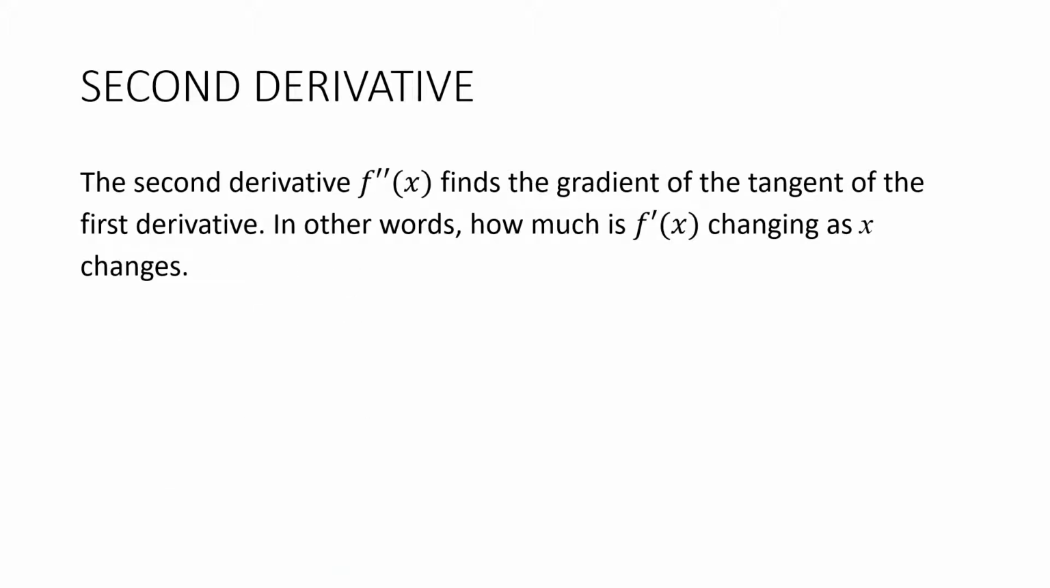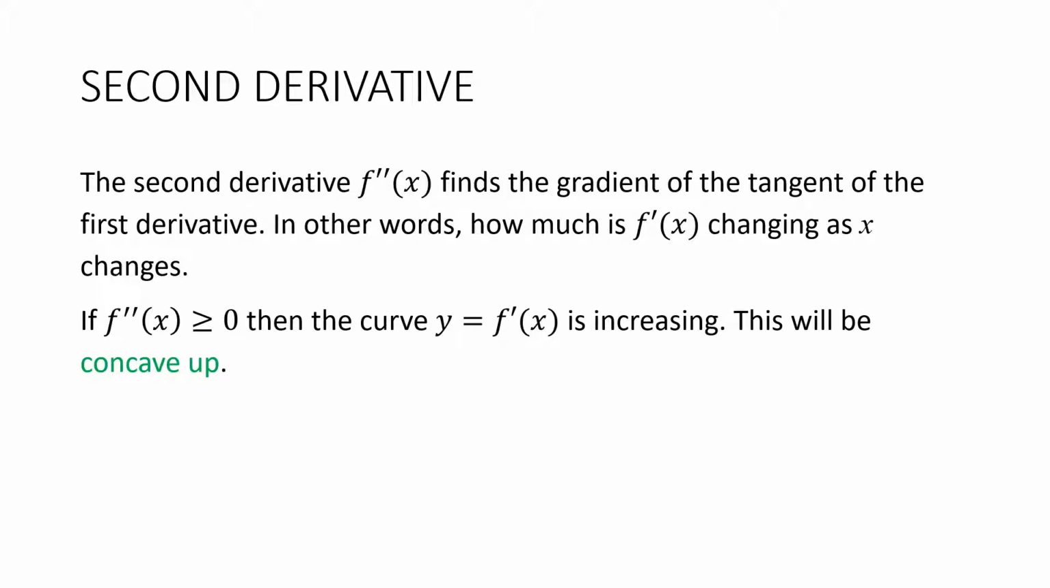In the previous example, we found 3 stationary points, but we didn't say what type they were. They could have been maximums or minimums or stationary inflections. We're going to learn now about the second derivative, f double dashed of x, which is going to help us determine the nature of the stationary points. So the second derivative finds the gradient of the tangent of the first derivative. In other words, it finds out how much f dashed of x is changing as x changes.